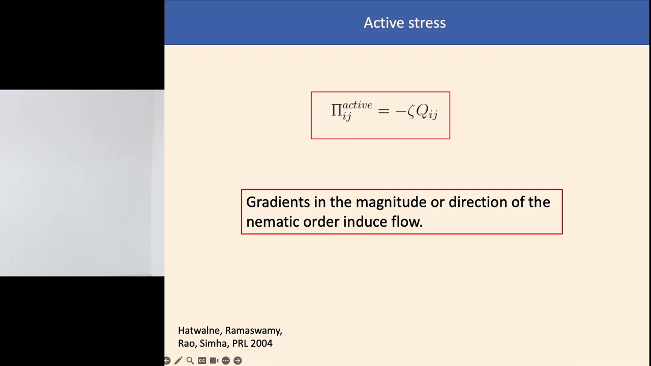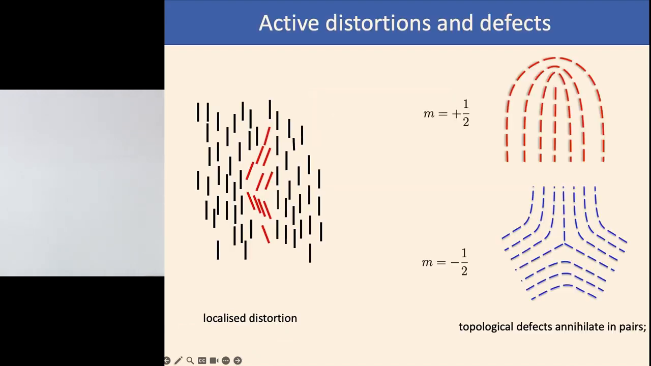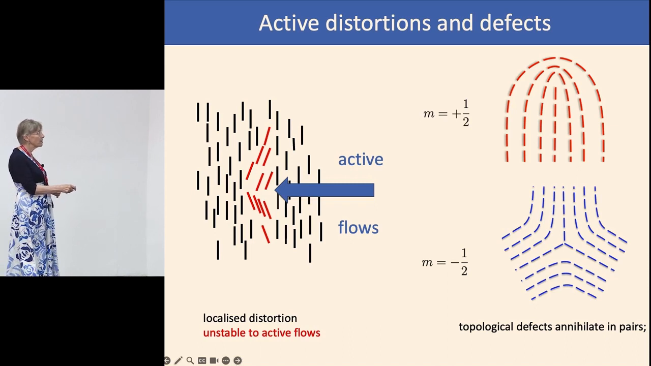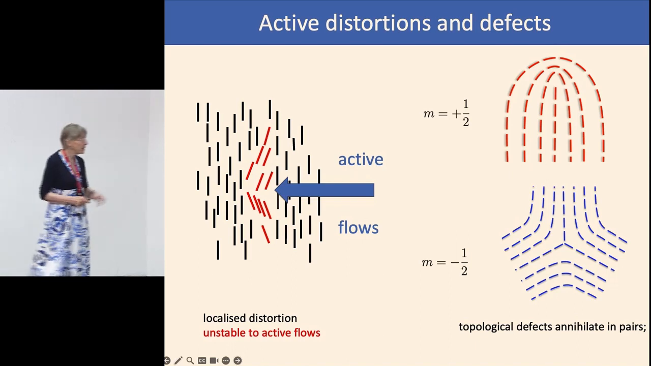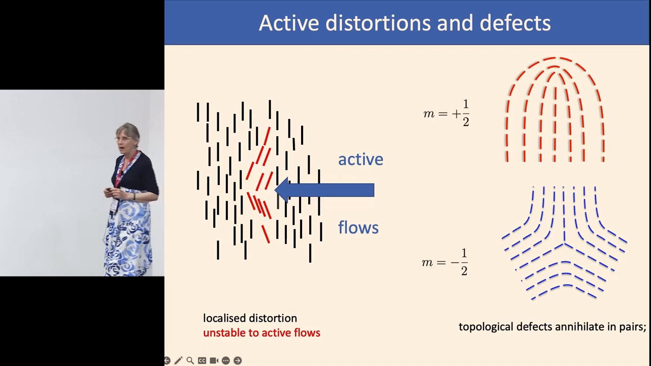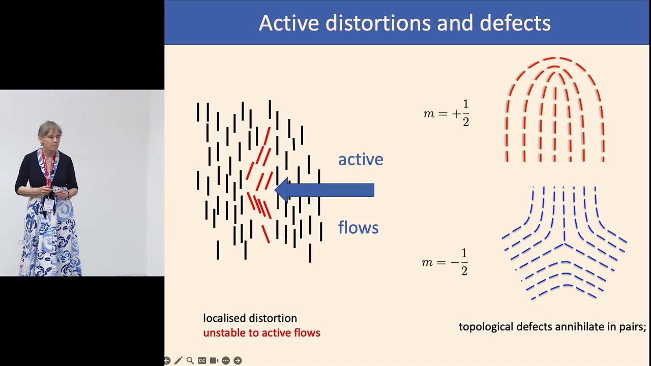So what are the consequences of that? Well, if I have one of these little localized distortions which don't matter in a passive liquid crystal, if I turn on the activity, this is a gradient in the order parameter, so I'm going to get stresses and flows. The flows are in this direction, so they're going to make that small deviation worse, and the whole thing gets churned up into active turbulence.